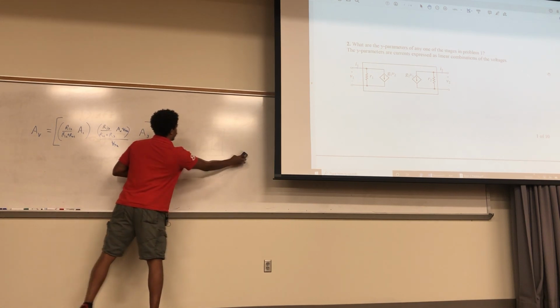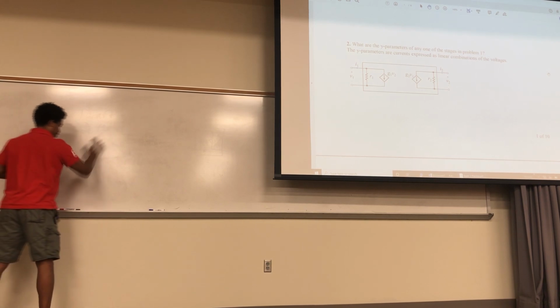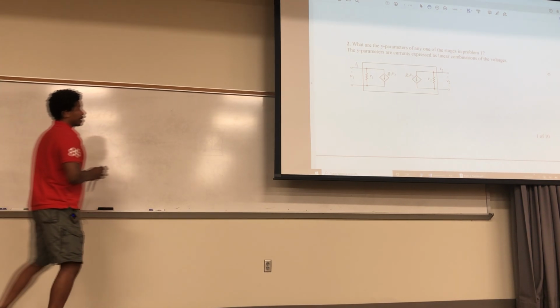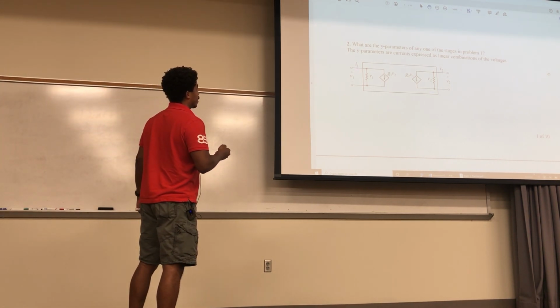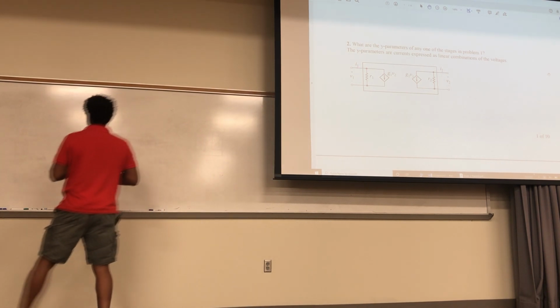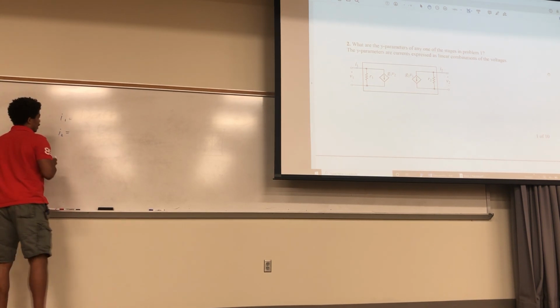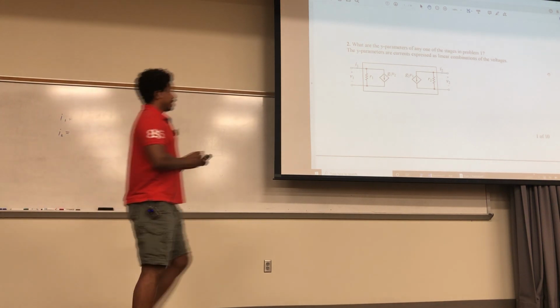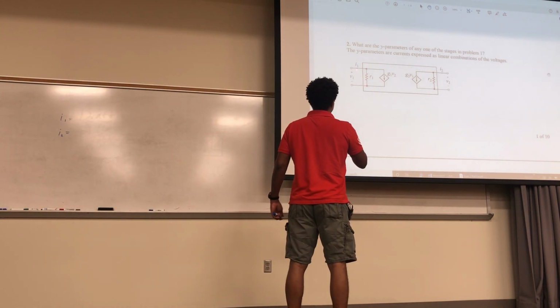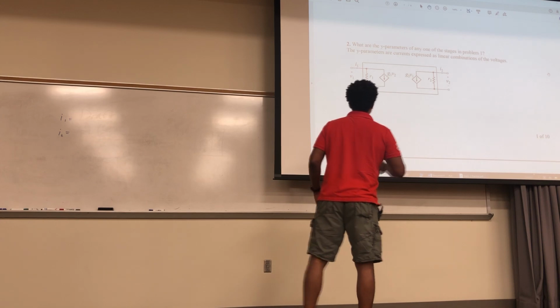Okay, so for the Y parameters, that's just KCL, right? So we're going to look at I1 and I2, and they're going to be expressed in terms of these currents. This current right here is being broken up into this current and that current. This current right here is being broken up into this current and that current.